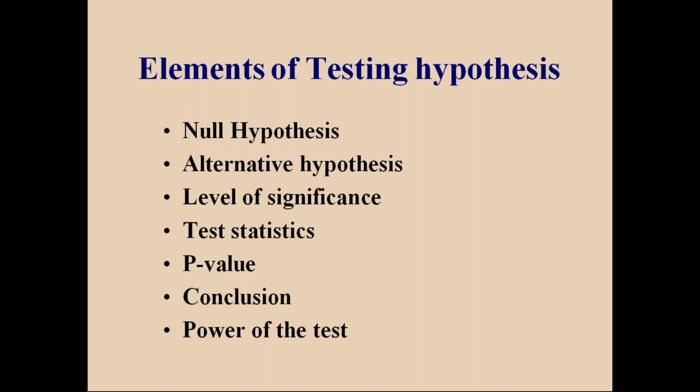These are the elements of testing hypothesis. The first one is null hypothesis. Second one is alternative hypothesis. Third one is level of significance. Fourth one is test statistic. Fifth one is p-value. The last one is conclusion.